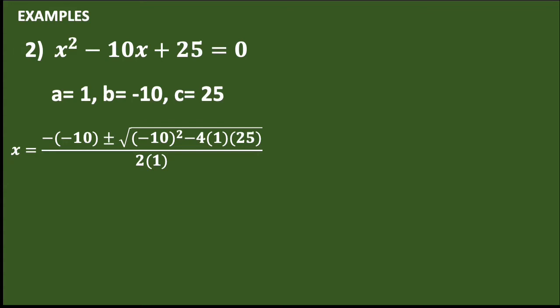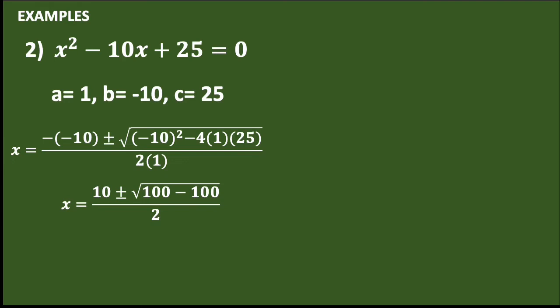it will become negative times the quantity negative 10 plus or minus the square root of the quantity negative 10 squared minus 4 times 1 times 25 all over 2 times 1. Let us now simplify. Negative times negative 10, the answer is positive 10. Plus or minus the square root of negative 10 times negative 10, the answer is 100. After that, let us multiply negative 4 times 1, negative 4 times 25, the answer is negative 100. What about in the denominator? 2 times 1 is 2.